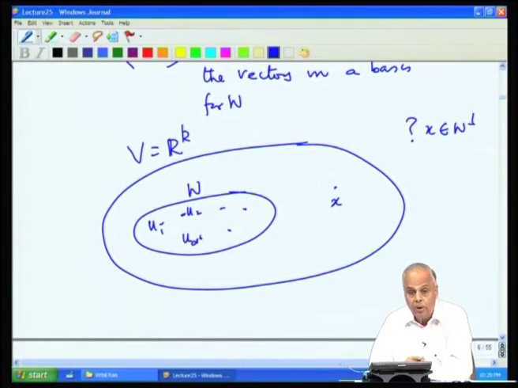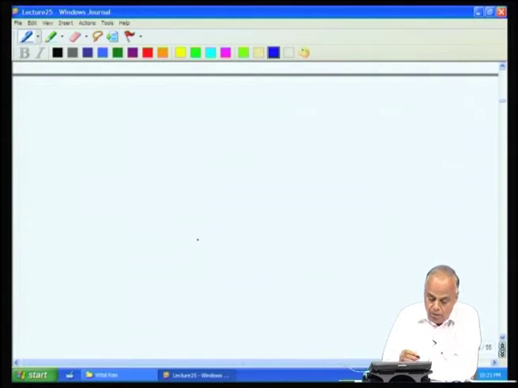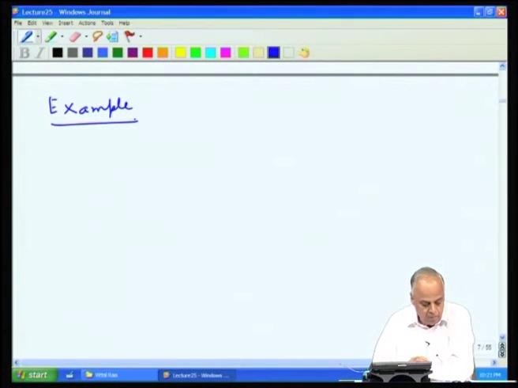Therefore, you do not have to go on checking whether x is orthogonal to all the vectors. It is enough if we check that x is orthogonal to all the basis vectors, and then automatically you can conclude that x is orthogonal to all the vectors. And thus, in order to check whether a vector x is in W perp or not, we have to check only whether x is orthogonal to the basis vectors. Now, let us look at some examples. This idea we will use in the examples to find W perp.